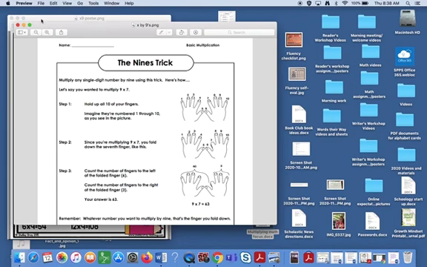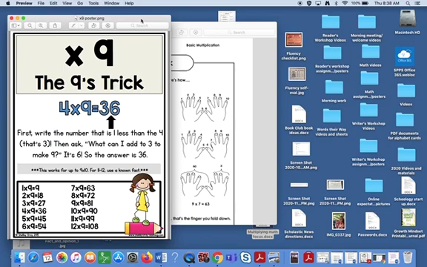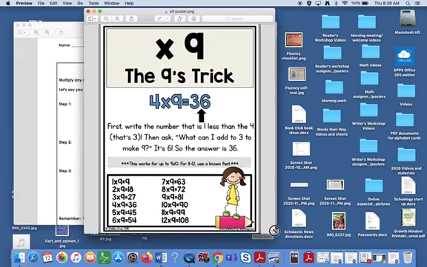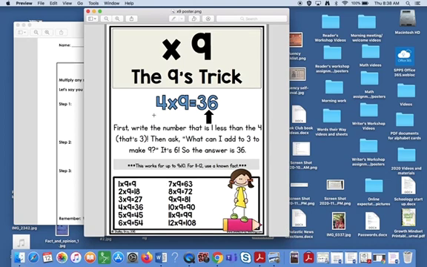There's also another strategy here on this times 9 poster, which has a different one. I'll let you read that on your own, and I'm actually going to put it in the homework, but it says, if you wanted to find 4 times 9 equals 36, first you write the number that is 1 less than the 4, that's 3, and then ask, what can I add to 3 to make 9? It's 6, so the answer is 36. This one says it really only works up to 9 times 10. For 11 and 12, you need to use that known fact, so multiply by 10 or subtract.